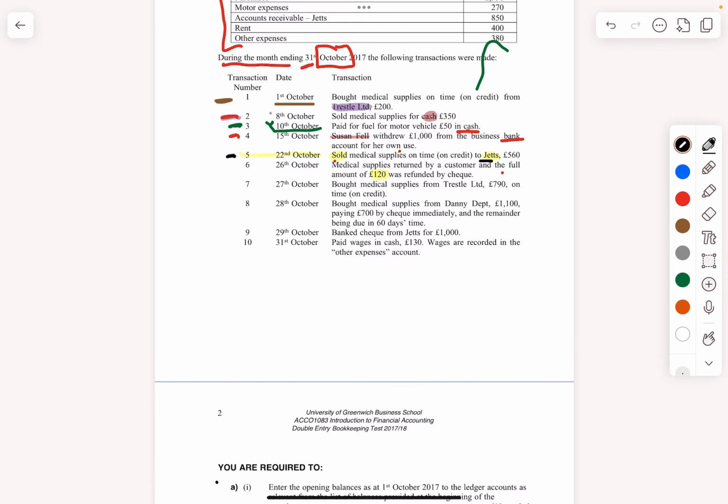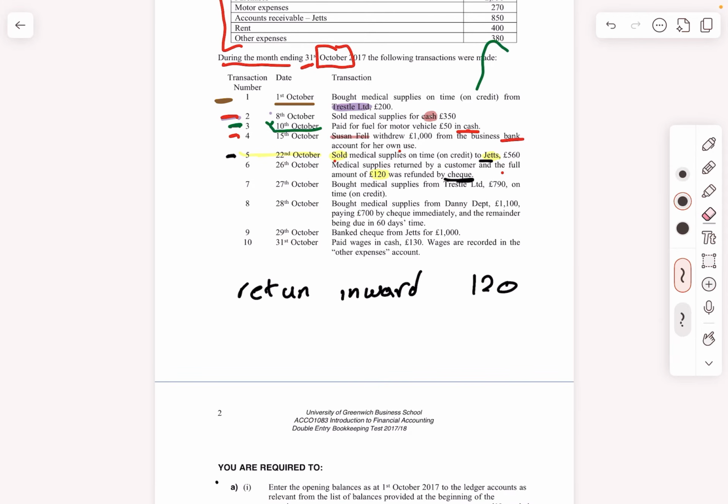Now they said it's returned supplies. That means return inward. Returned to us, into the company, 120 refunded by check. Check, usually if you see check, that means bank. Bank 120. Now, if you think about it, we don't know yet.